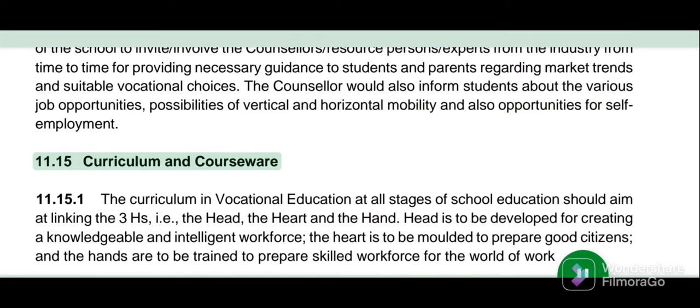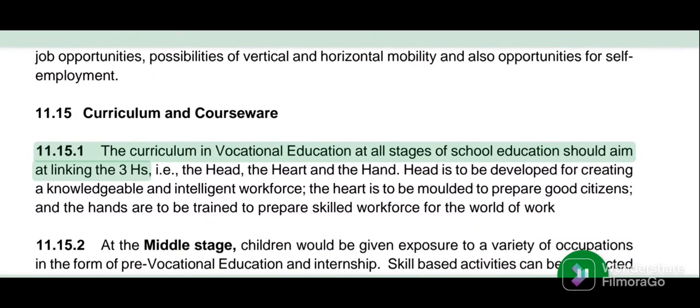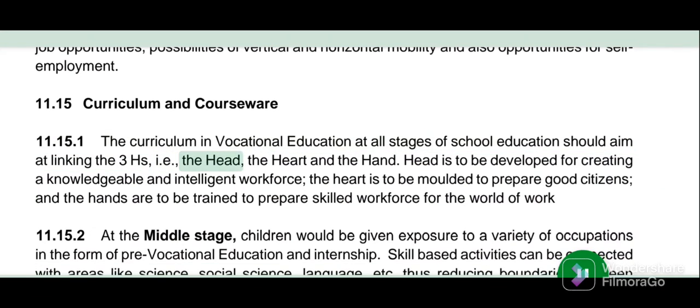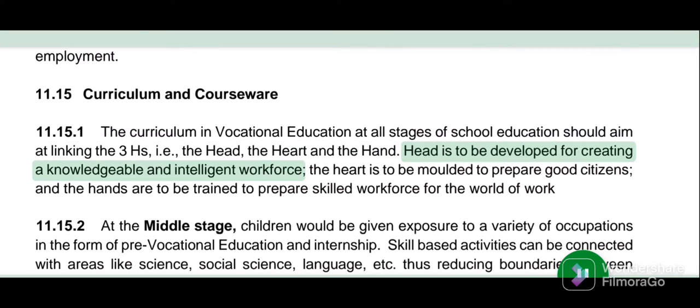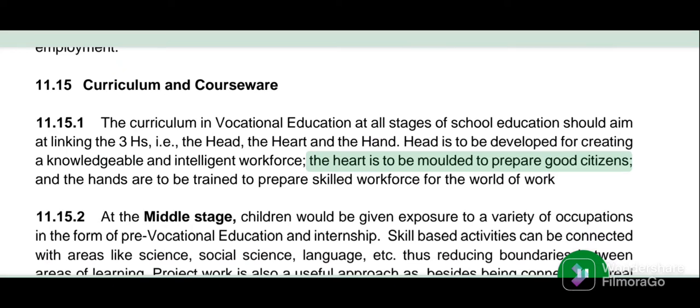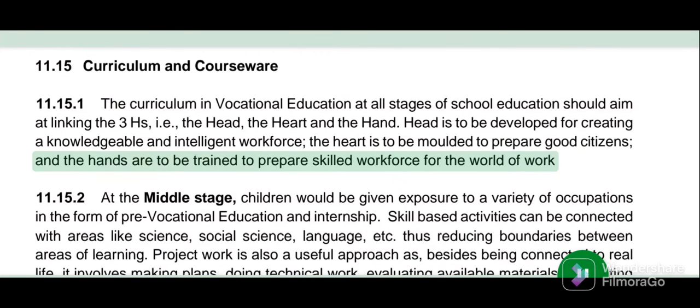11.15 Curriculum and Courseware. 11.15.1 The curriculum in vocational education at all stages of school education should aim at linking the three H's, i.e., the head, the heart and the hand. Head is to be developed for creating a knowledgeable and intelligent workforce. The heart is to be molded to prepare good citizens. And the hands are to be trained to prepare skilled workforce for the world of work.